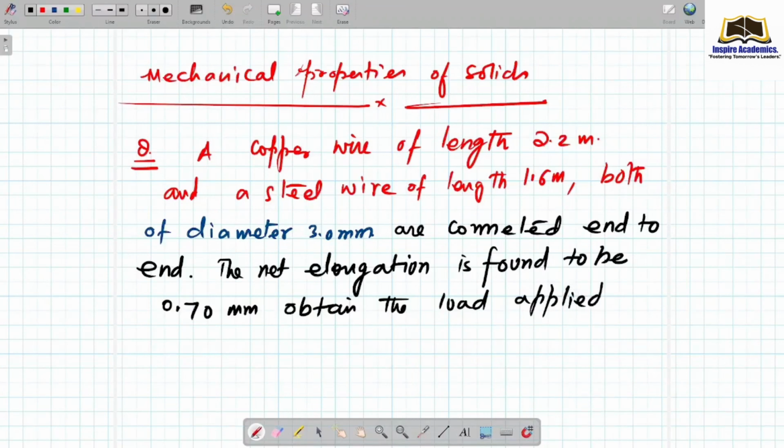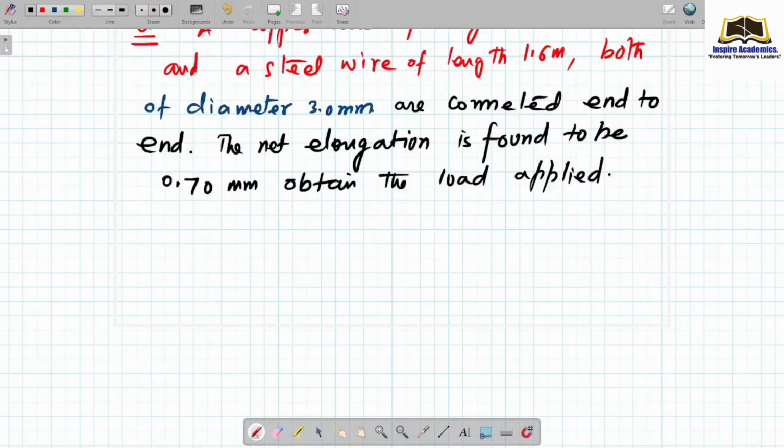Now this is a problem which requires a composite type of material. There are two materials separately. One is copper, another one is steel, and they have been joined together as a single wire. If you read the question very carefully, what are the challenges that we have attached to this? How would you visualize such a problem?